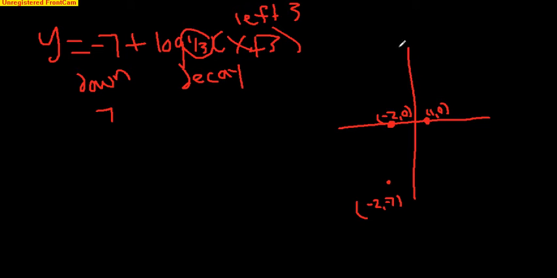Now we have to find our vertical asymptote. We go left 3, left 3 is right here, so y equals negative 3.